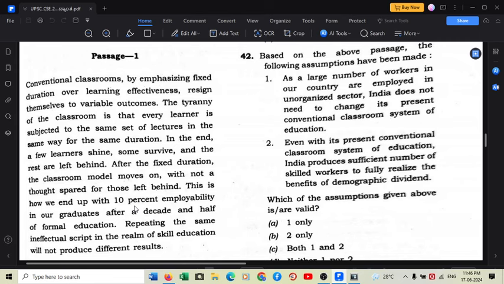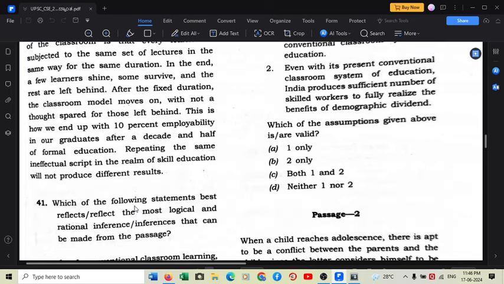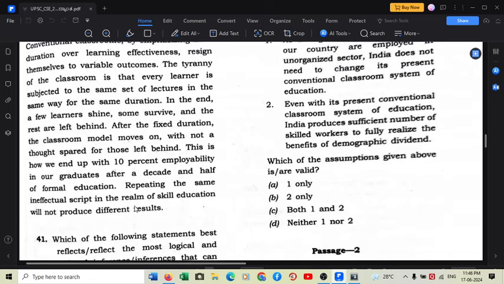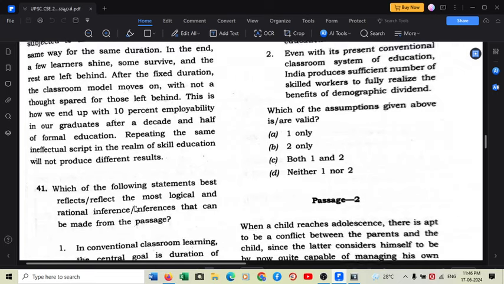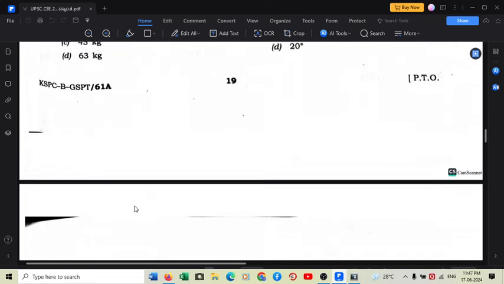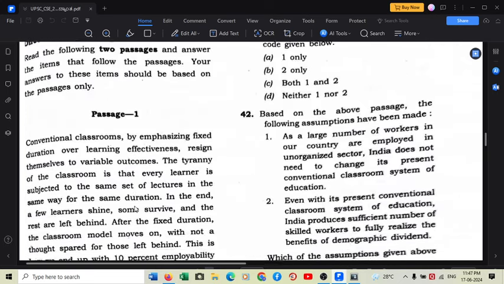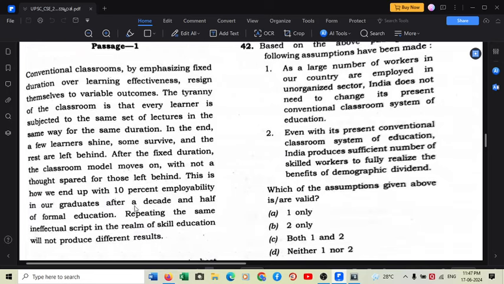The author is saying exactly the opposite. This statement is saying the opposite, that despite the conventional system, India is producing a sufficient number of skilled workers. This is wrong. India is not producing a sufficient number of skilled workers. So both statements are ruled out. The answer is option D, neither 1 nor 2. So the answer to question number 42 is D, neither 1 nor 2.